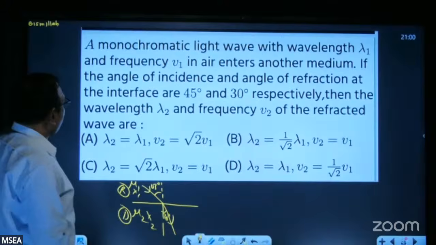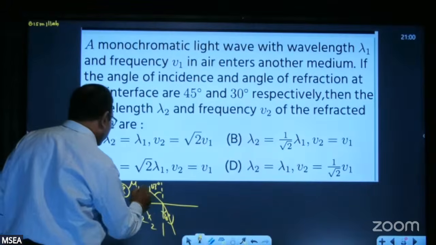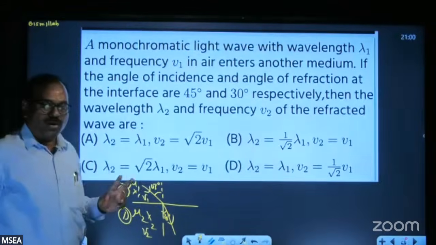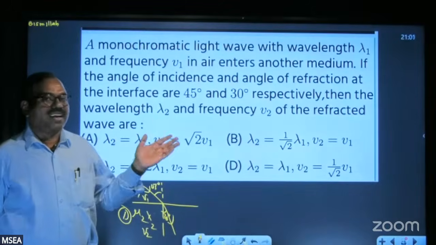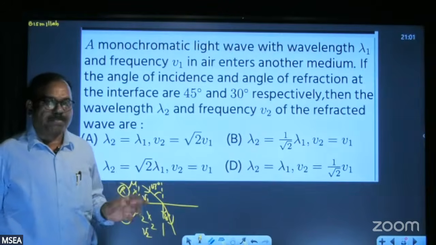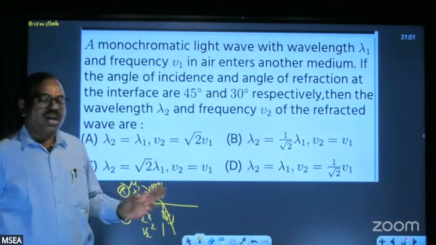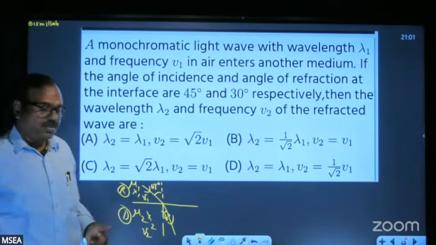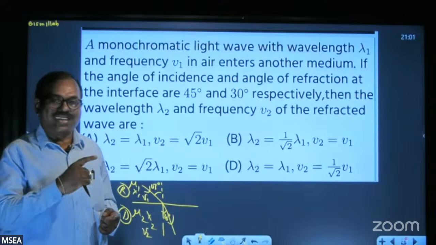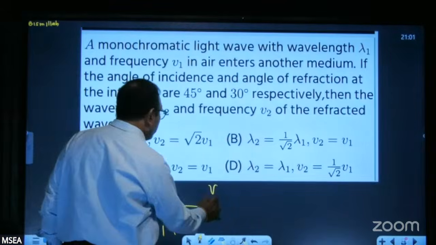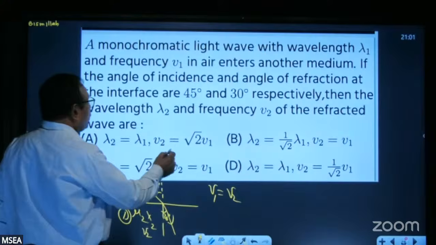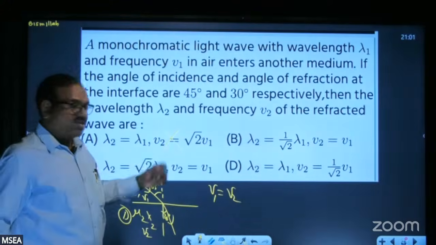Wavelengths are given, and frequencies are also given: frequency nu 1 and frequency nu 2. We know one very important thing: whenever a light ray travels from one medium to another, as the medium changes, which one changes? Velocity changes, wavelength changes, and of course the refractive index changes. But which one won't change? Frequency remains constant. As frequency is the same, nu 1 is equal to nu 2. So from this, that option can't be the answer, because it has nu 1 and nu 2 as different.